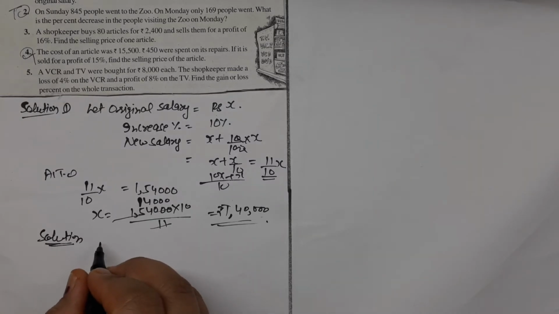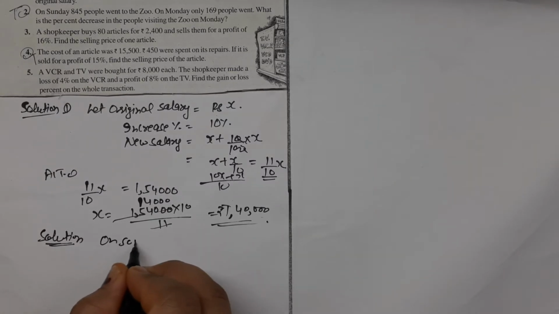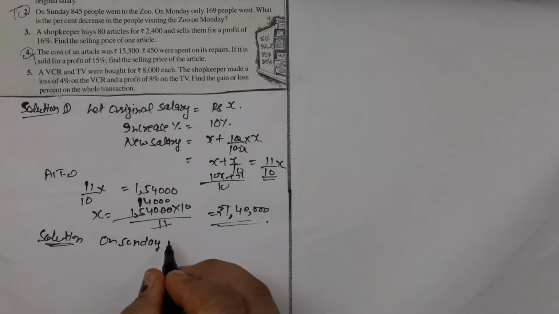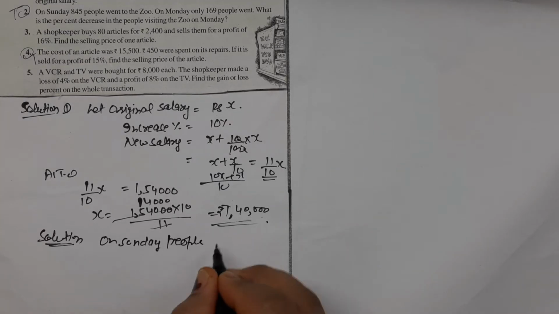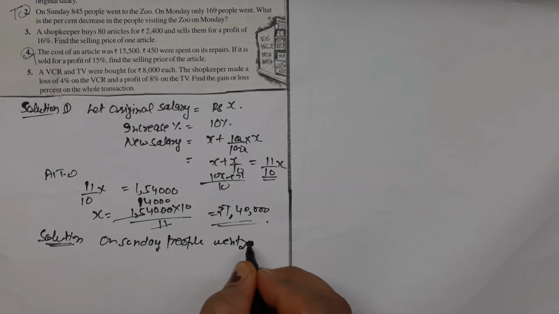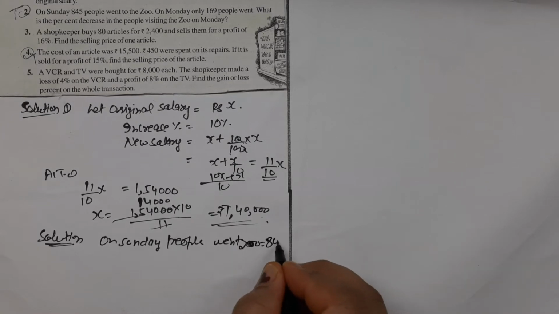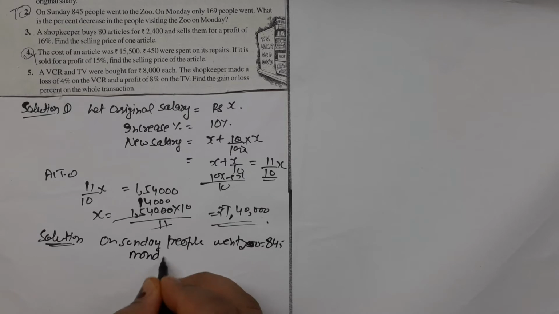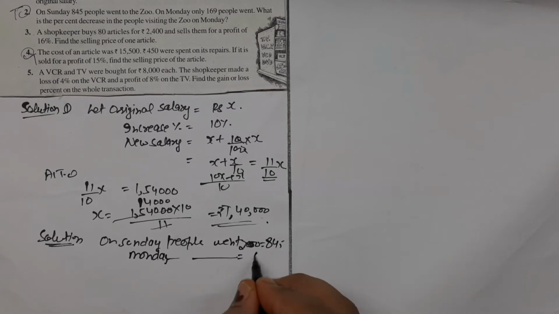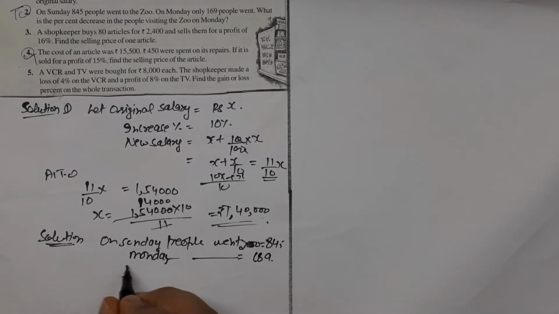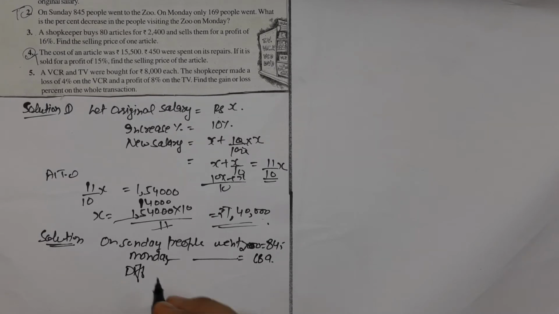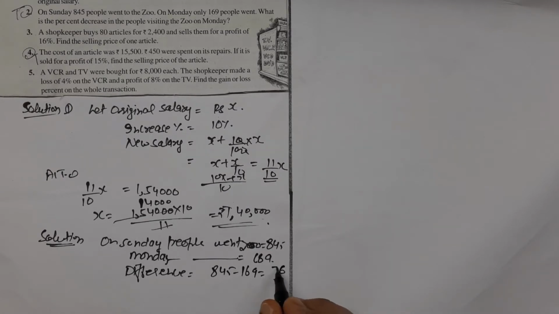Difference. On Sunday, people went to the zoo 845. On Monday, 169. Difference: 845 minus 169. This is 676.